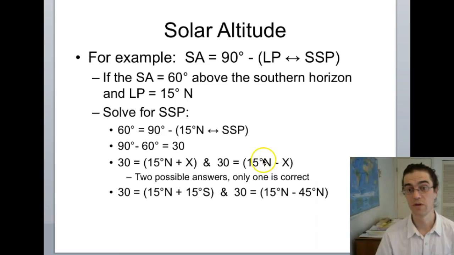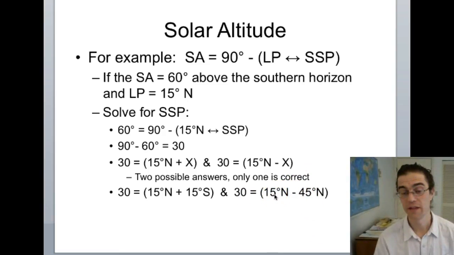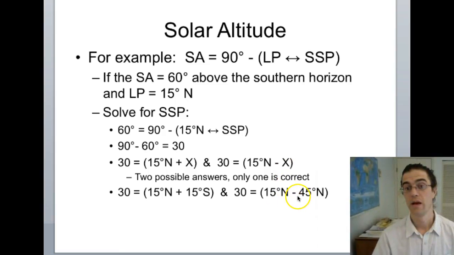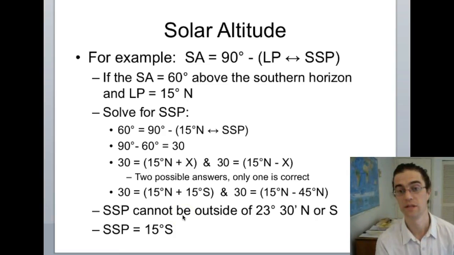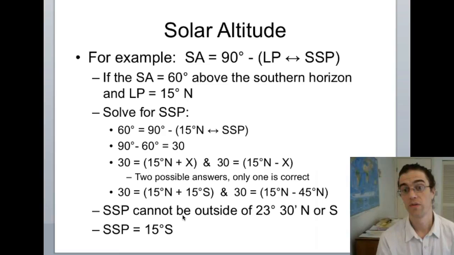Or we could also get to 30 by subtracting 15 from 45. In most cases we would see the 45 before the 15 there, but you see what we're getting at here. And because it's subtraction, it would be the same hemisphere. So north and north. But the subsolar point cannot be outside of 23.5 degrees north or south. We know that, right?